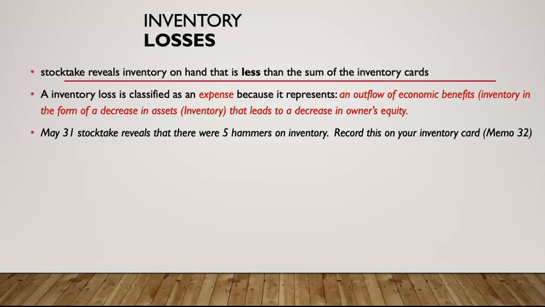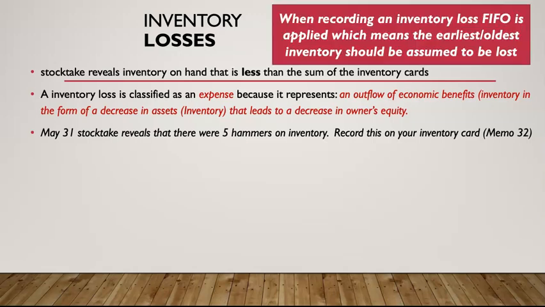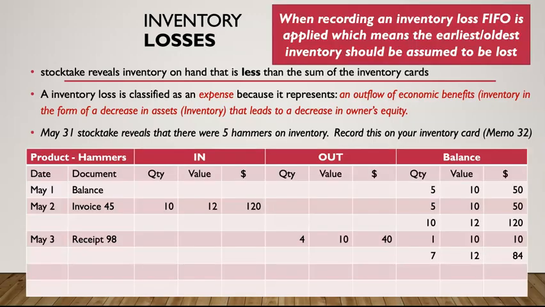So let's have a look at a question. May 31, we've done a stock take and it reveals there are 5 hammers in inventory. And if we look at our inventory card, how many do we think we have by the end of the month? The only last transaction was May 3rd, and we think we have 8 left. 1 worth $10, 7 worth $12.